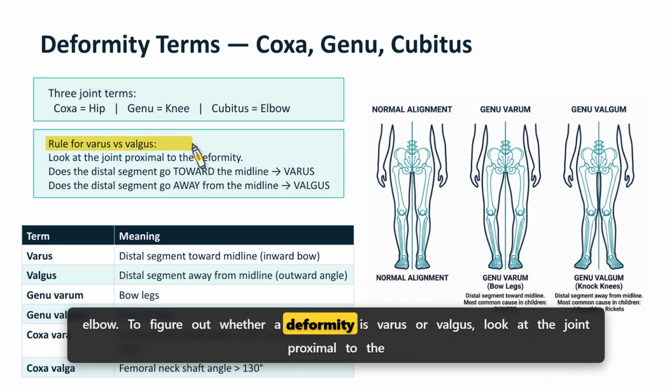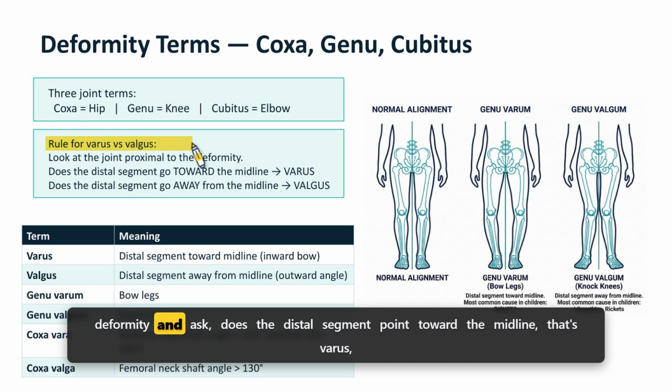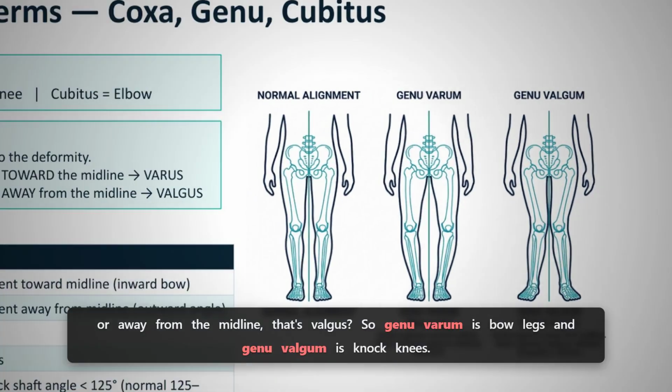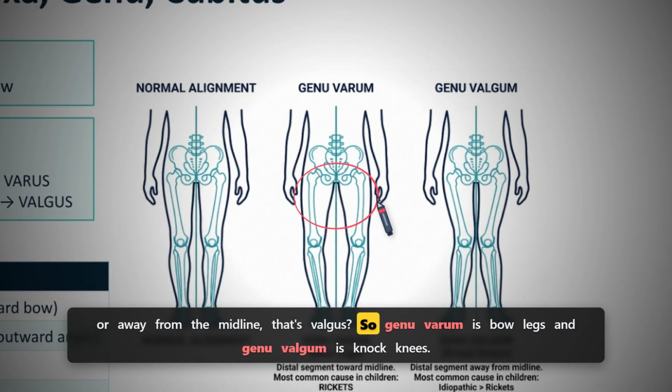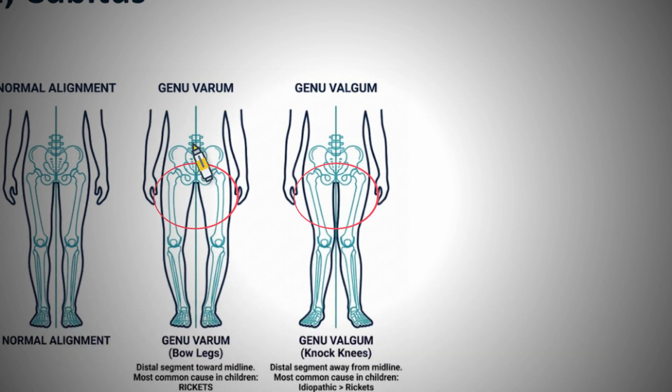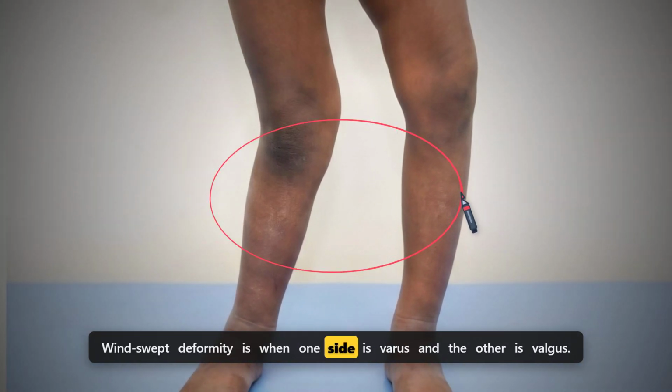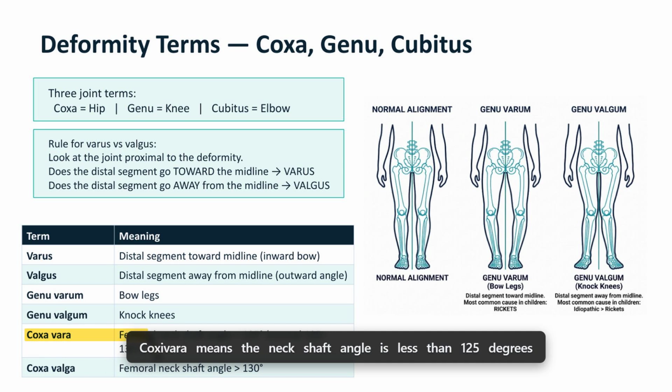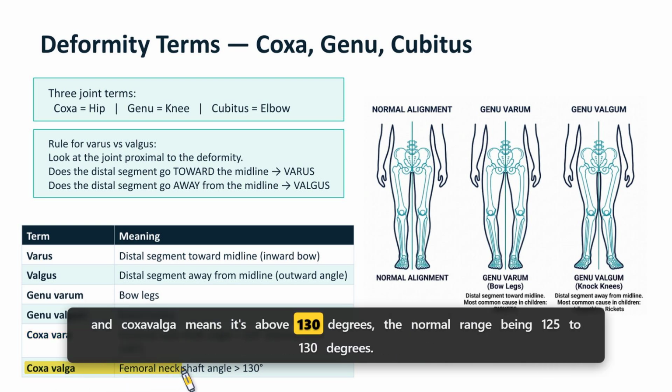To figure out whether a deformity is varus or valgus, look at the joint proximal to the deformity and ask, does the distal segment point toward the midline? That's varus. Or away from the midline? That's valgus. So genu varum is bow legs, and genu valgum is knock knees. Wind-swept deformity is when one side is varus and the other is valgus. Coxa vara means the neck shaft angle is less than 125 degrees, and coxa valga means it's above 130 degrees, the normal range being 125 to 130 degrees.